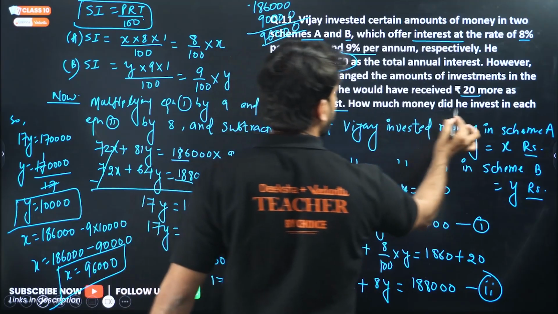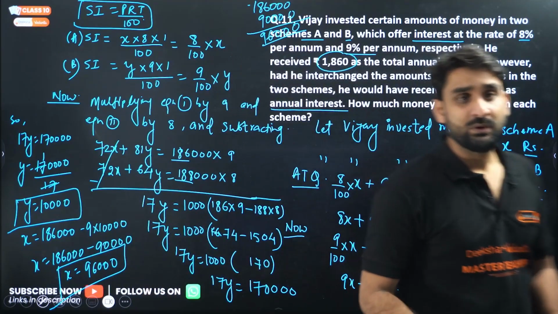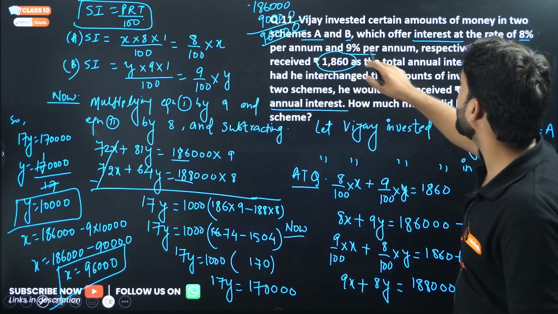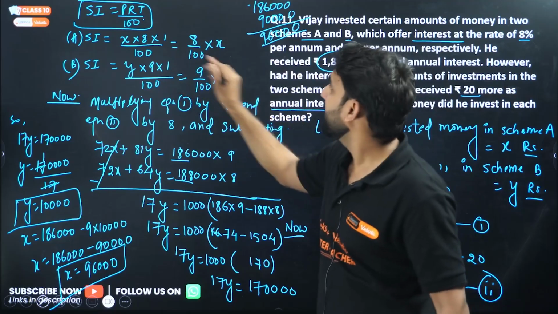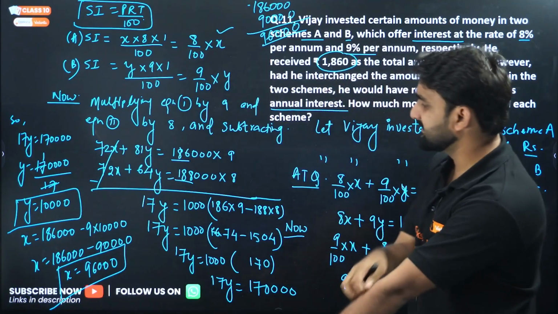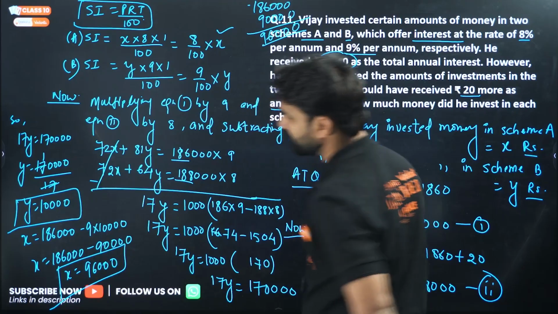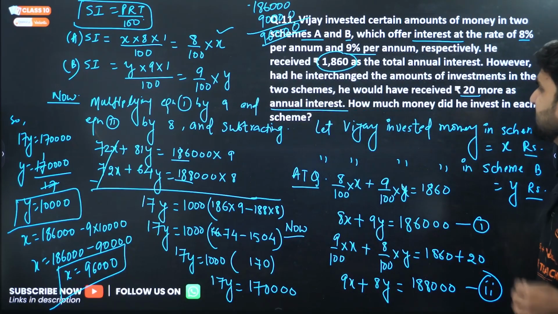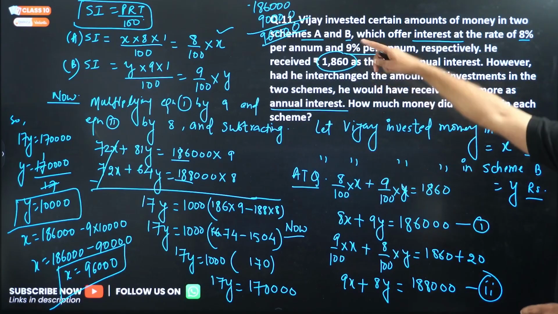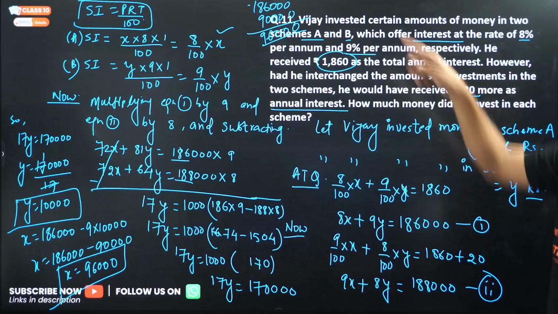So how much money did he invest in each scheme? So scheme number 1, x, right? So the x is 96,000 and the y is 10,000. This is the answer. I hope this is clear. This is a bit lengthy because this question is based on the concept of simple interest. The formula you should have.